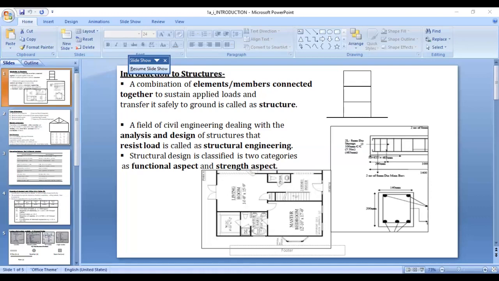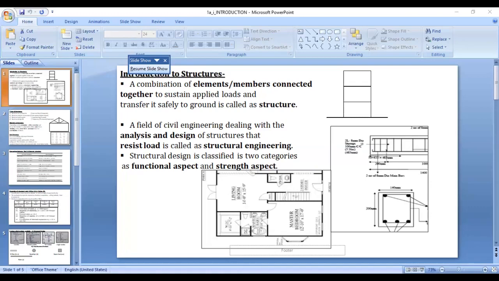Then the unit mass of steel is 7850 kg per meter cube. Next, modulus of elasticity is 2 into 10 raised to 5 Newton per mm square. Next, Poisson's ratio is 0.3. Modulus of rigidity is 0.769 into 10 raised to 5 MPa. And coefficient of thermal expansion is 12 into 10 raised to minus 6 per degree Celsius. These are the properties of a structural steel. As told previously, these properties are available in our IS code on page number 12.